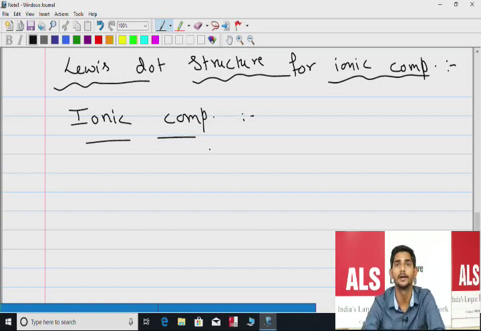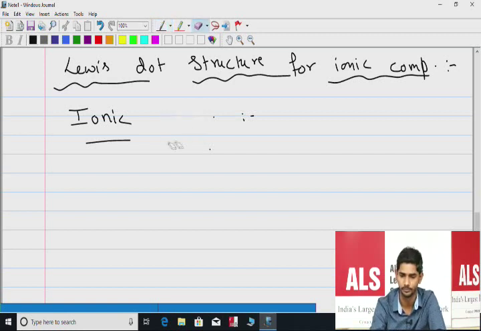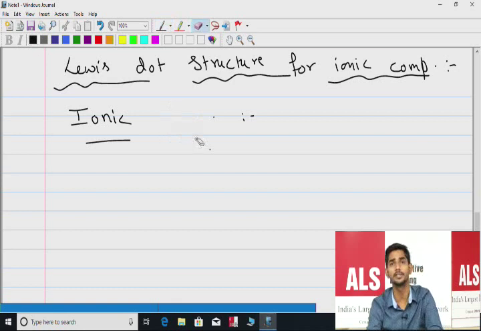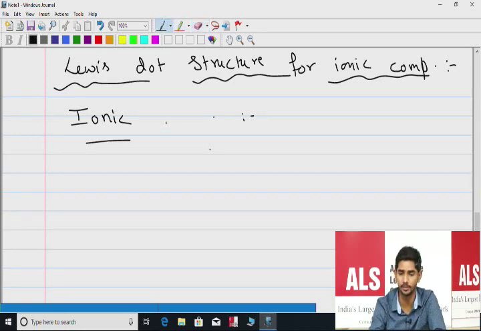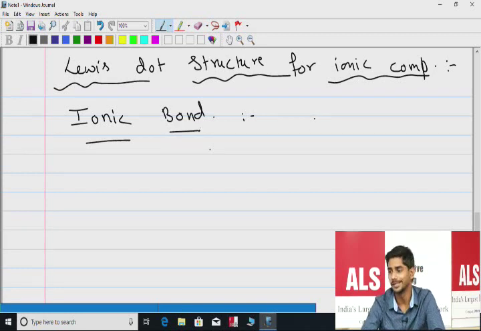Or we can say the ionic bond. We'll discuss the ionic bond. A compound which contains the ionic bond will be known as an ionic compound, so we should have knowledge about the ionic bond. See guys, a bond which is formed by the transfer of electrons is known as the ionic bond.